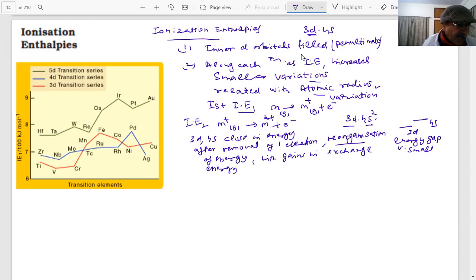With some gains in exchange energy as the number of electrons increases. Then there are fewer electrons, but as more electrons come, what happens? There is more repulsion, more pairing of the electrons takes place, more energy. Then there is a reorganization of these energies. 3d is lower than 4s, and 3d can become higher in energy than the 4s because of electron repulsion. When it is empty, the 4s is higher in energy.